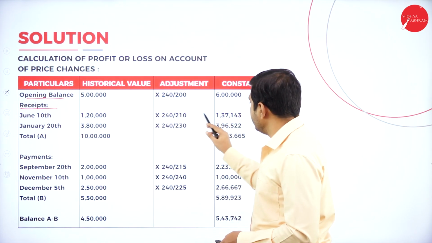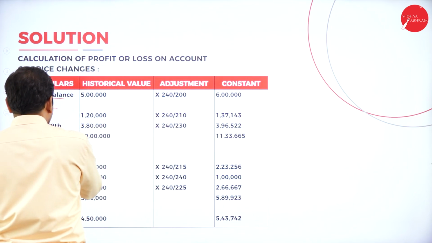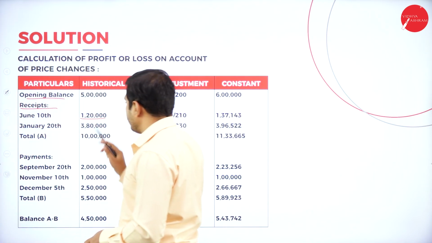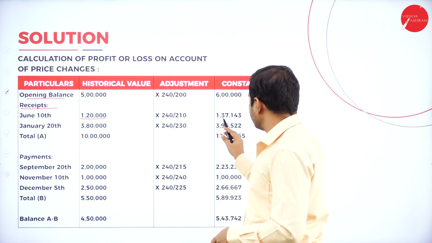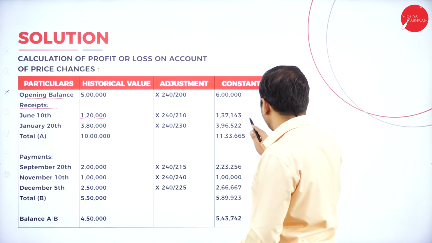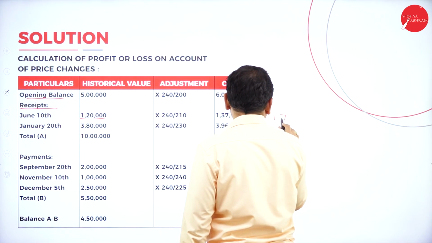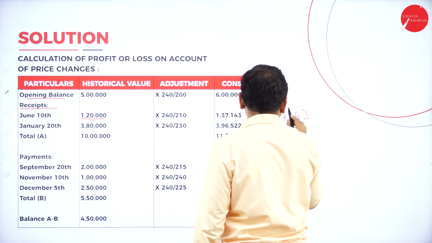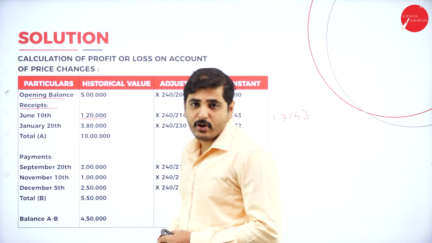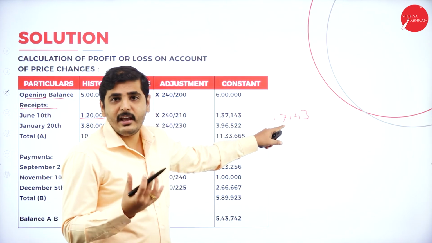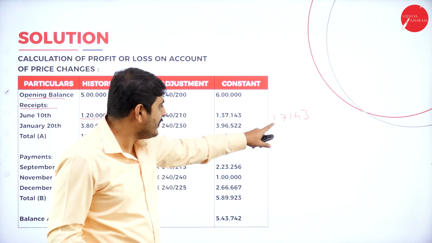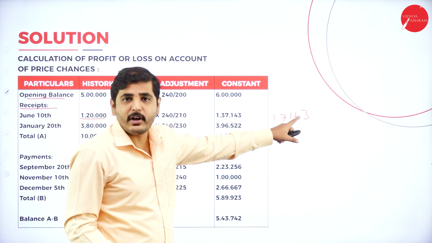So on the date of June 10, the amount of 1,20,000 has been increased to 1,37,143. That means 17,143 has been increased. So the value of money has been reduced to the extent of 17,143. Keep this in mind.